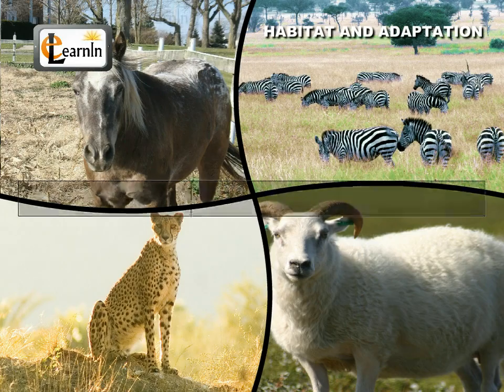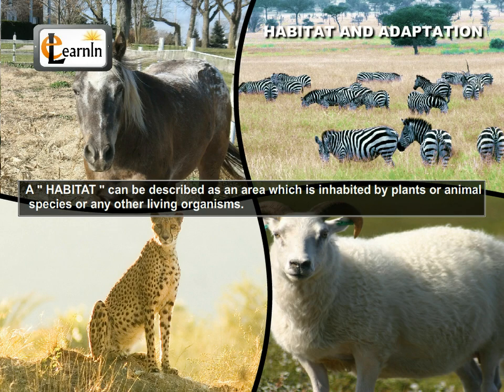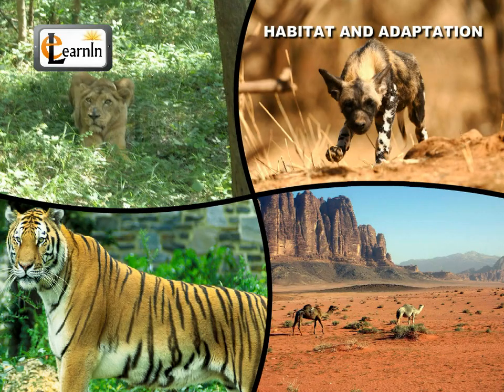Habitat. A habitat can be explained as an area which is inhabited by a plant or animal species or any other living organism. The plants and the animals that live on land, like the grasslands, deserts, mountains, forests, etc., are said to be living in terrestrial habitats.